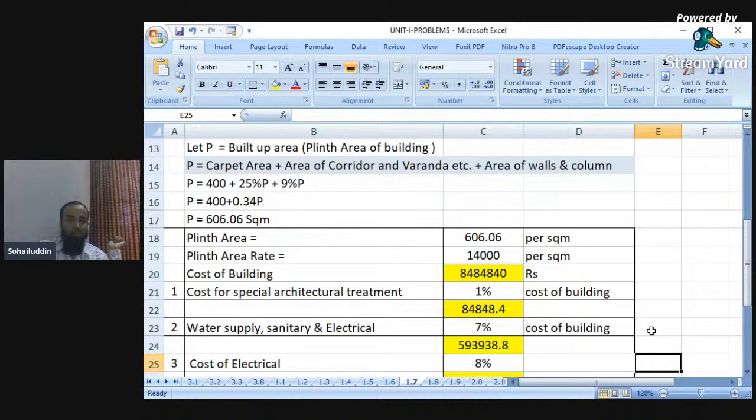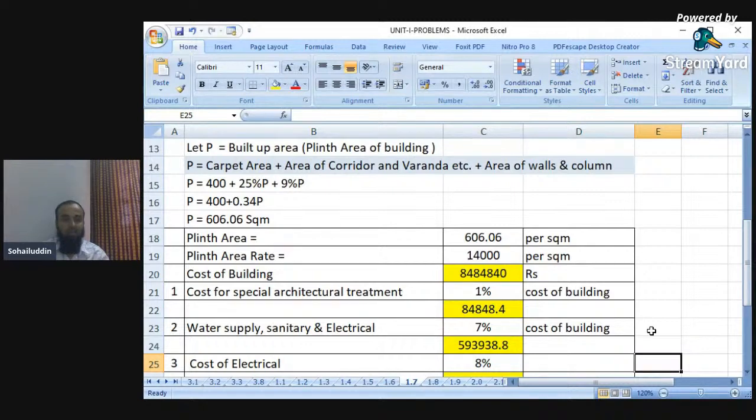Next is 1% of this cost of building. So 1% of this cost of building is taken by the special architectural treatment, that is exterior architectural treatment. If we are providing special tiles in exterior works, or special architectural treatments in exterior walls, then 1% of cost is required. Not so much amount is required for a special architectural treatment. So 1% of this is 84,848 rupees 40 paisa.